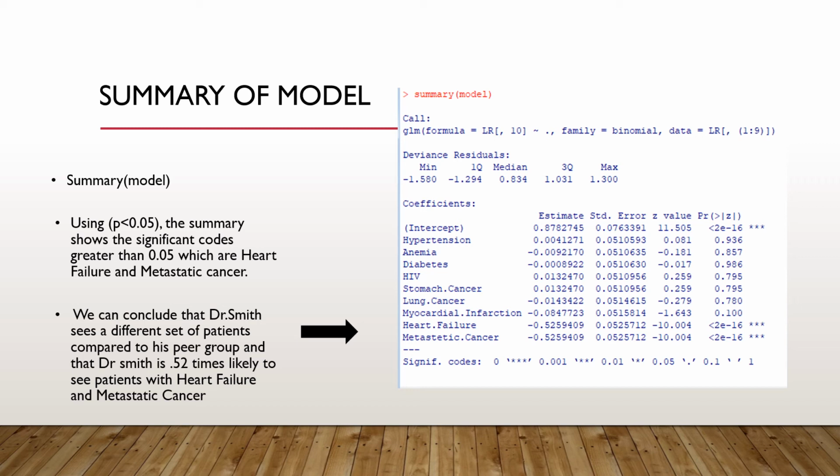Based on the summary, using a p-value less than 0.05, the summary shows the significant codes, which are heart failure and metastatic cancer. We can conclude that Dr. Smith sees a different set of patients compared to his peer group, and that Dr. Smith is 0.52 times likely to see patients with heart failure and metastatic cancer.